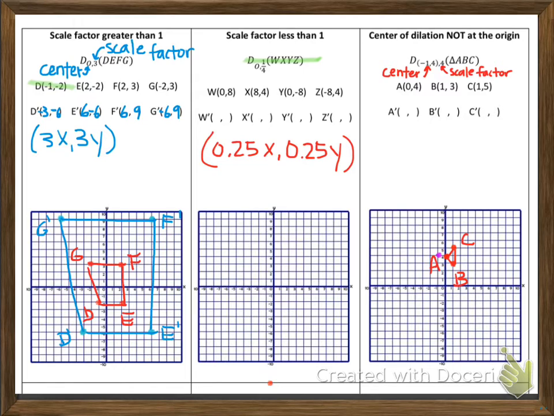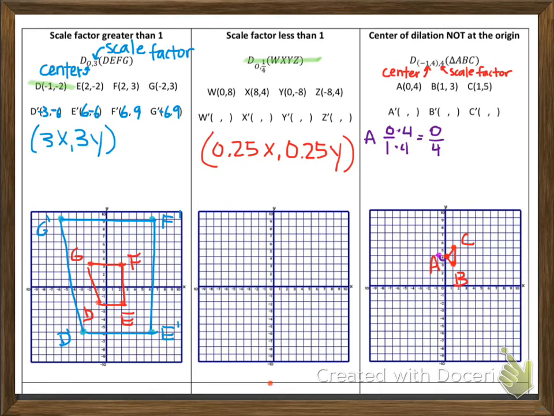So we're going to go from the center, find the distance from the center to one of the points, and then multiply that distance by 4, which is the scale factor. And because I'm just replicating the distance, I'm going to be using it in a slope way.